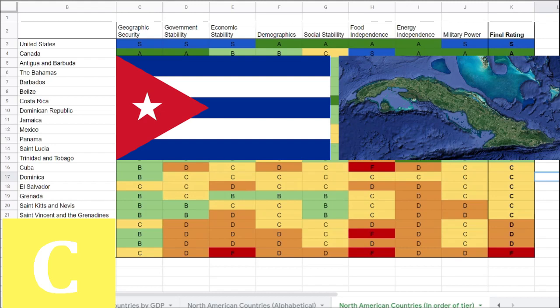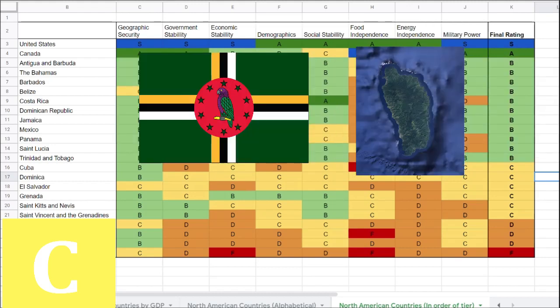Okay, next C tier nation, Dominica, another Caribbean island. So it has a geographic security in the B tier, of course. But the government stability is actually C because it's a young democracy with no term limits and 2 attempted coups in 1981. Not a good recipe for a stable government.